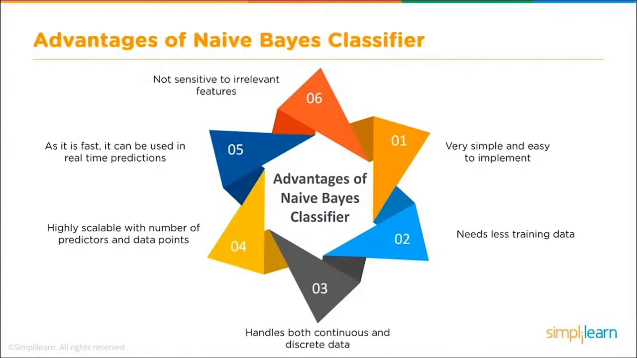When you put it into Python, it's really nice because you don't have to worry about any of that. You let the Python module handle that. But understanding it, you can put it on a table and easily see how it works, and it's a simple algebraic function. It needs less training data, so if you have smaller amounts of data, this is a great, powerful tool. It handles both continuous and discrete data. It's highly scalable with the number of predictors and data points.